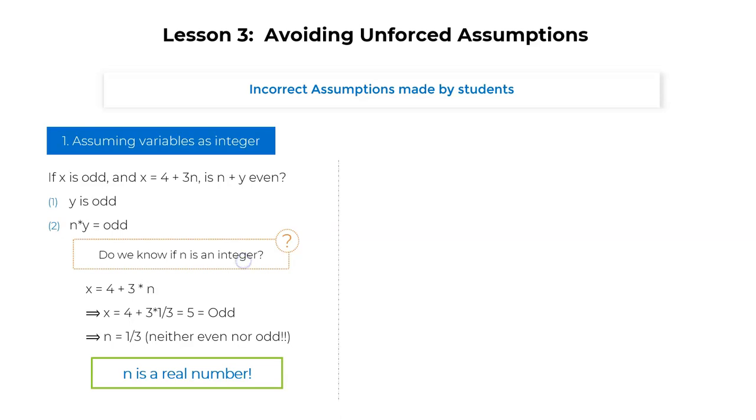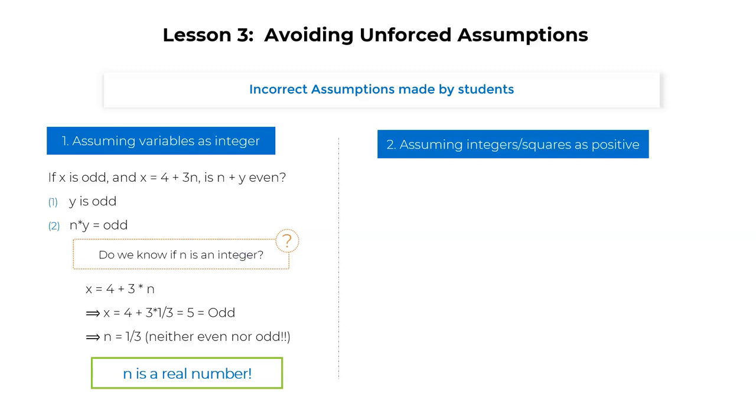Another common and frequent assumption that I've seen people end up making is assuming integers or squares as positive. So sometimes you may be given that the variable is an integer. It might be written in the question stem. So I've just taken a sample question stem. I'm not asking you to find anything as such. But if you look at this question stem, it says that if x is an integer, is x square plus y positive? Okay. Now, here's the first incorrect assumption that people end up making.